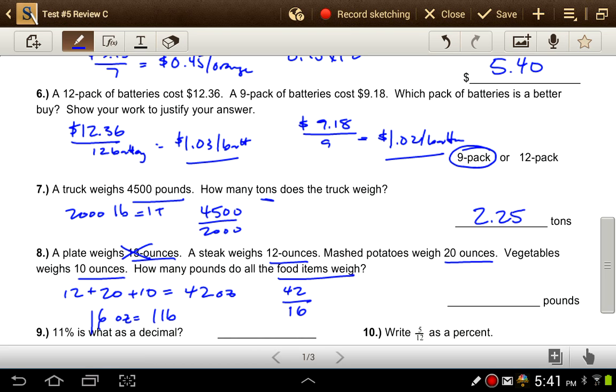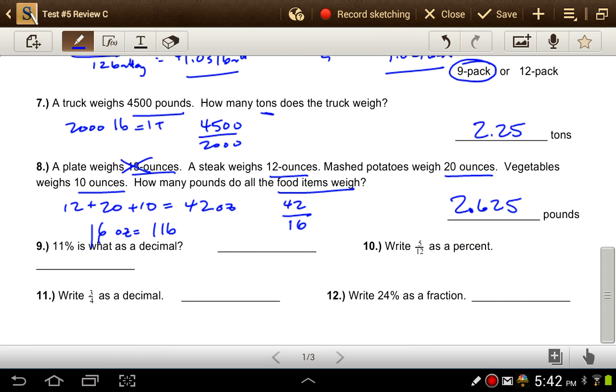When I divide those, 42 divided by 16, I'm going to get 2.625 pounds, which is actually 2 5/8 pounds if you had it as a fraction, but as a decimal is fine. That's how I do 6, 7, and 8. All right, I'm going to move on to the next set.